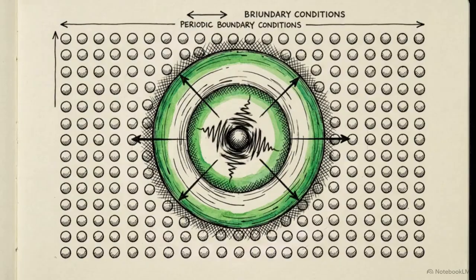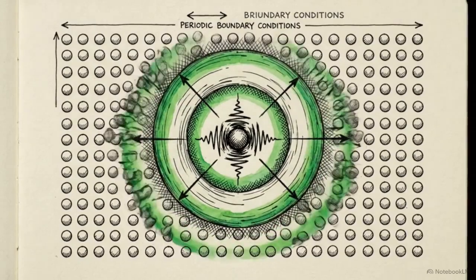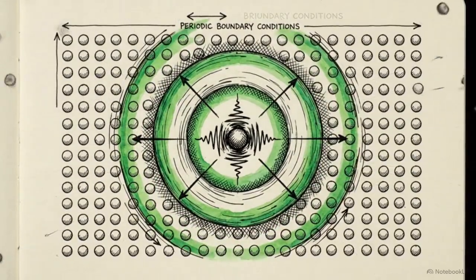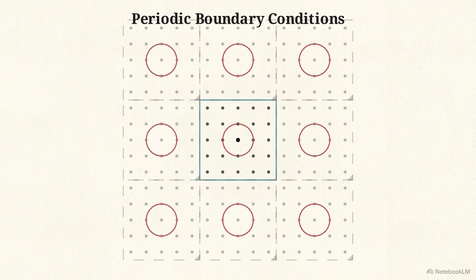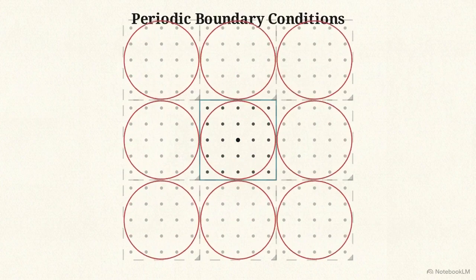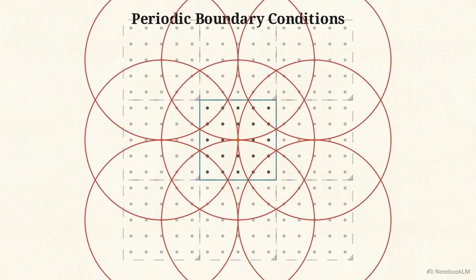Imagine a single atom vibrating sharply. That motion triggers a kinetic ripple, like a sound wave, that propagates outward through the surrounding material. In a small periodic box, that wave travels out the right side, wraps around the universe to enter the left side, and eventually strikes the exact atom that caused it. This creates a feedback loop of artificial physics.